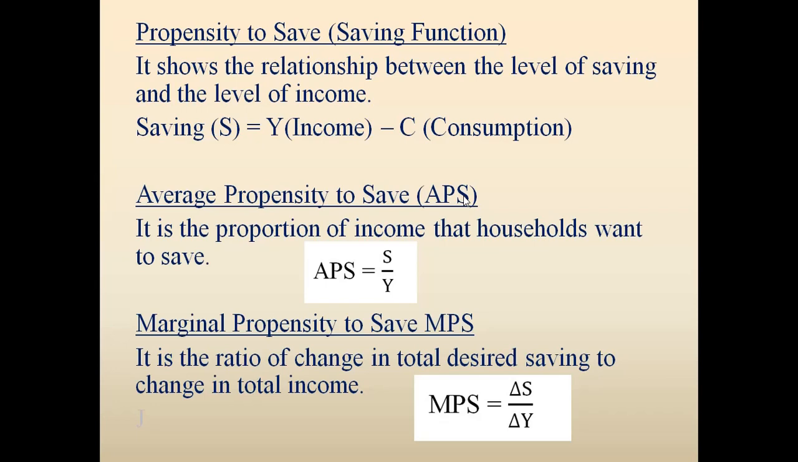Now what is MPS? MPS is expressed in terms of a ratio only. It is the change in total desired saving to the change in total income. Let us suppose your previous income was 1000 and it has increased from 1000 to 1200. So there is a change in income by 200. Due to the change in your income, obviously there will be a change in your saving as well, isn't it? So that is your MPS.